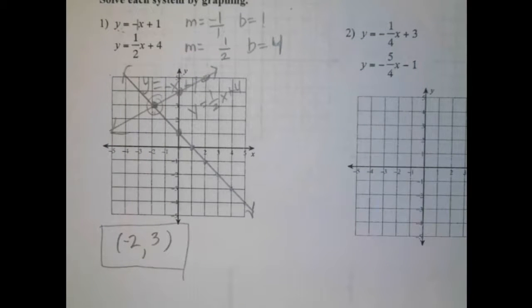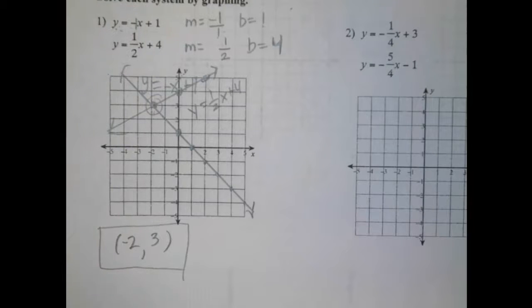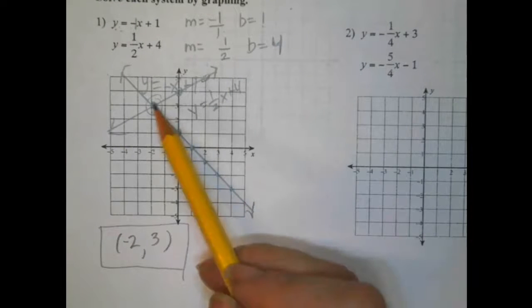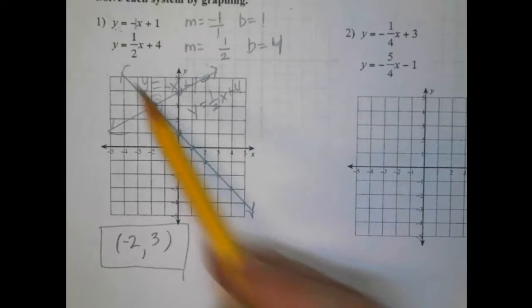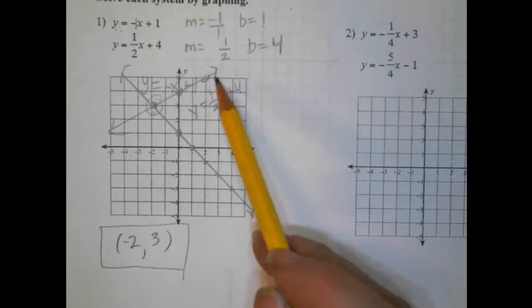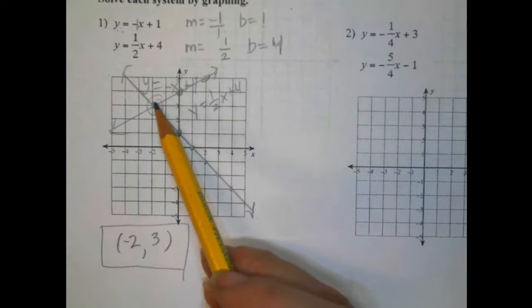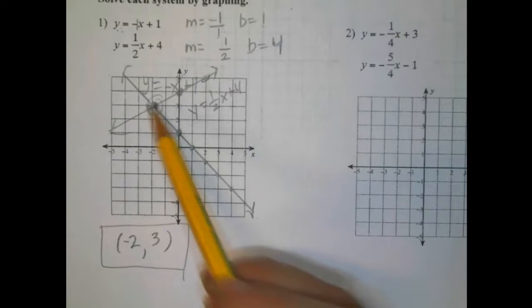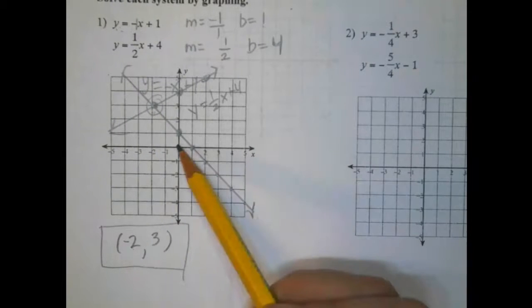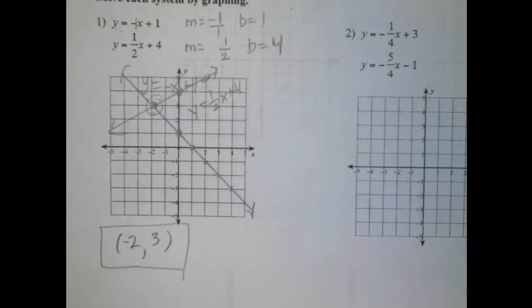You don't have to solve, you just have to find where they intersect. That's my solution. I graphed this one, and then I graphed the second one, and they intersected at this point here. So the coordinates for this point are -2, 3. -2, 3. Okay?